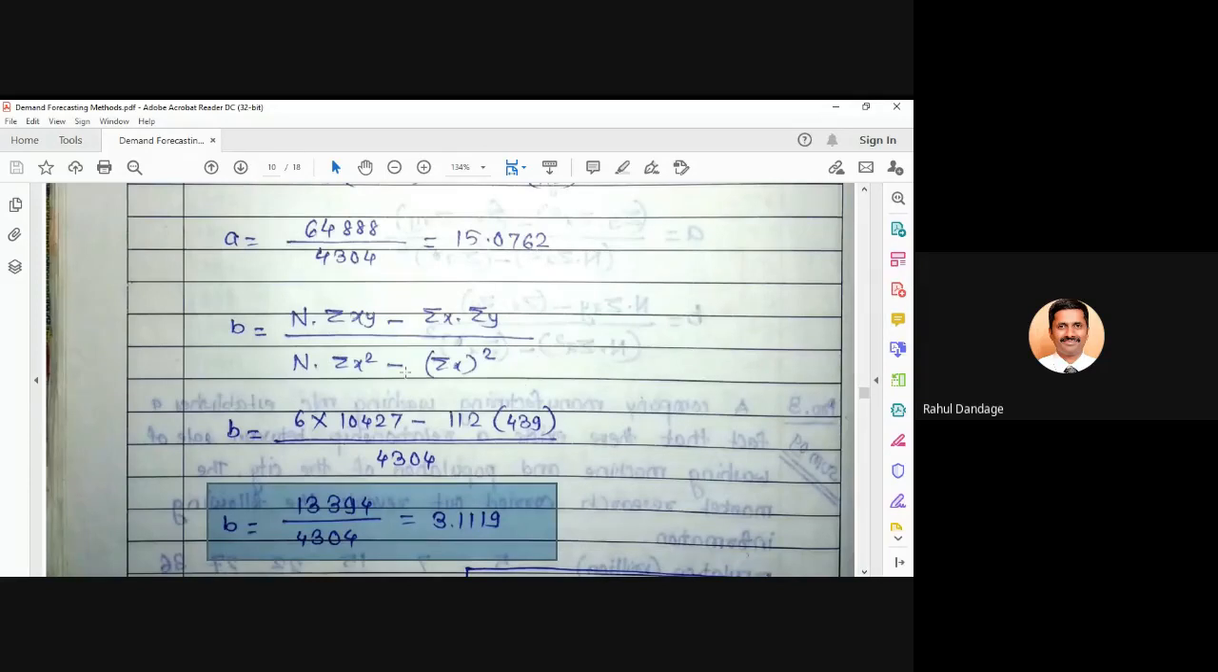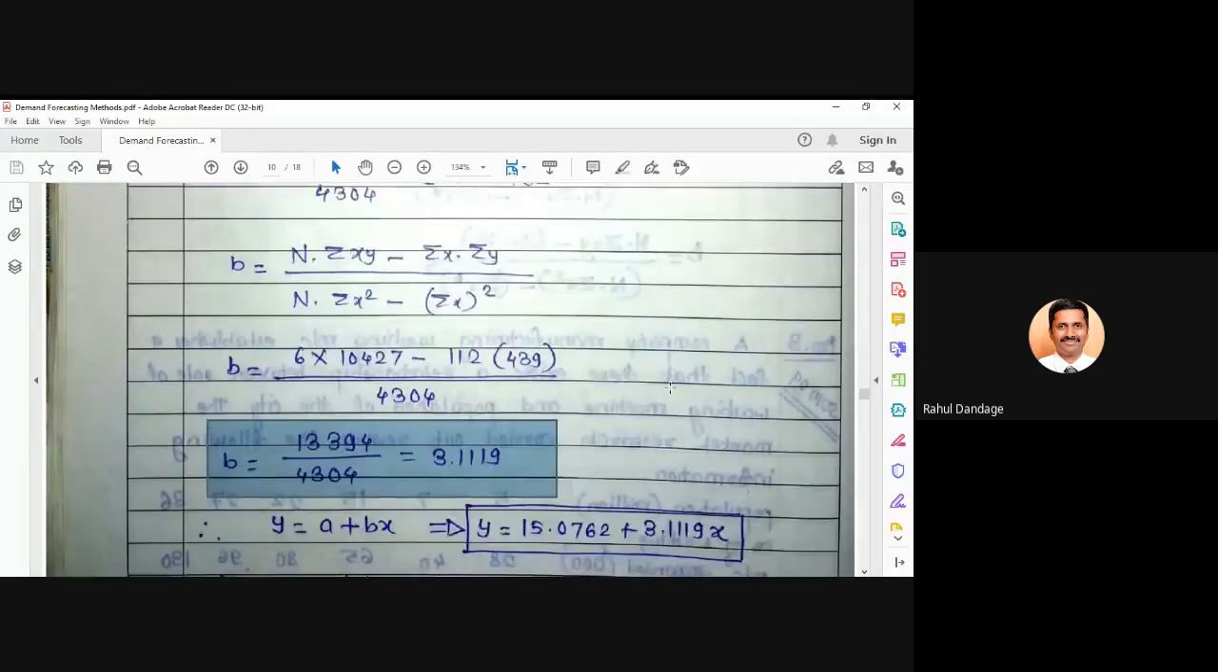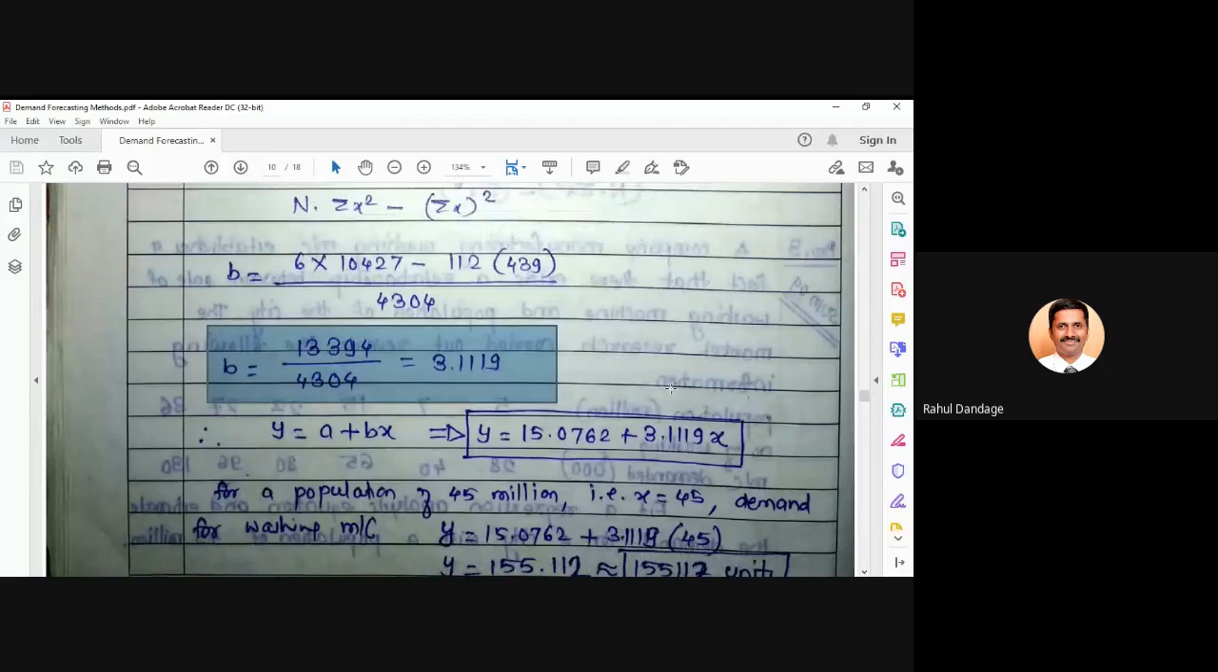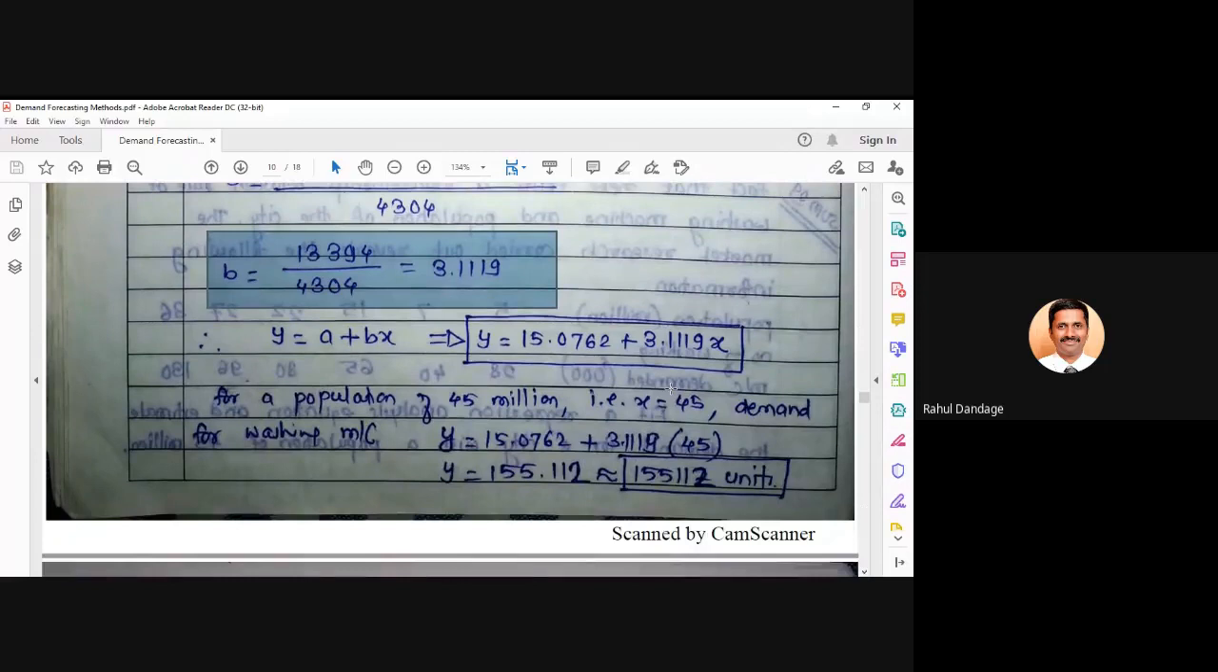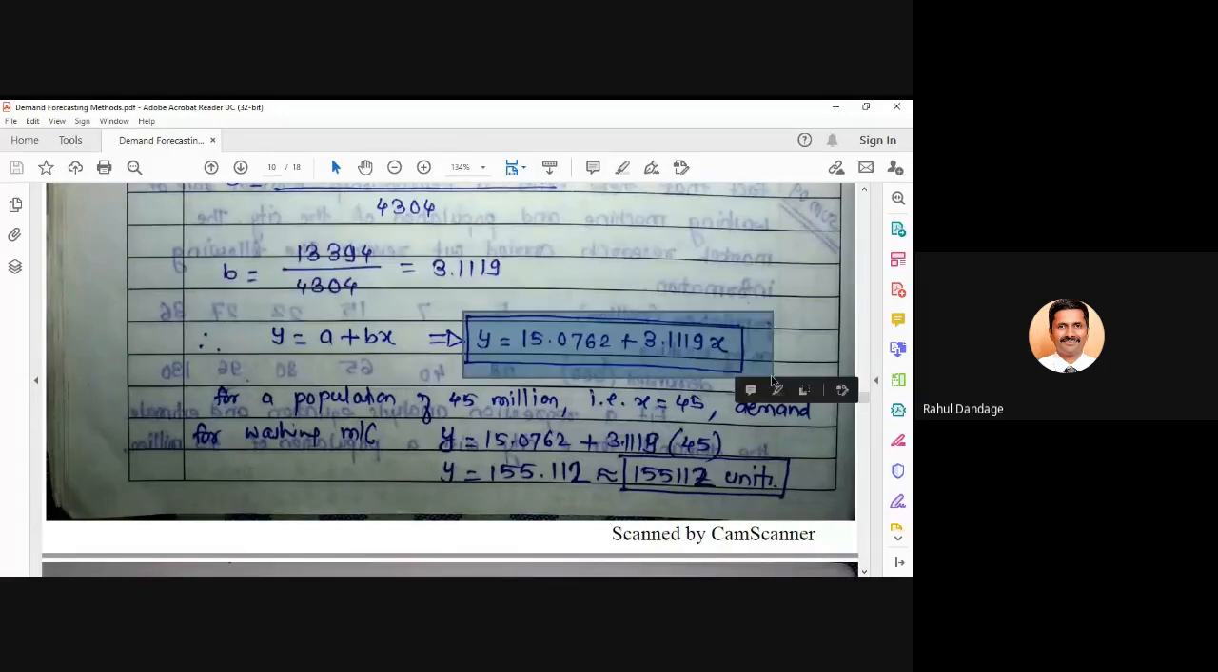So the value of A is 15.0762, the value of B is 3.1119. Substituting these values, my equation should be y is equal to A plus bx, that is, y is equal to 15.0762 plus 3.1119x, and this is nothing but the answer for the first question, that is, fit a regression for the given trend or for the given data.